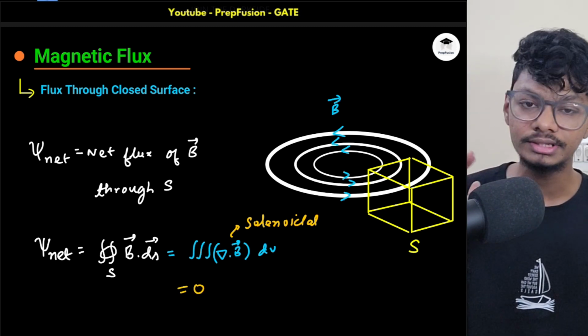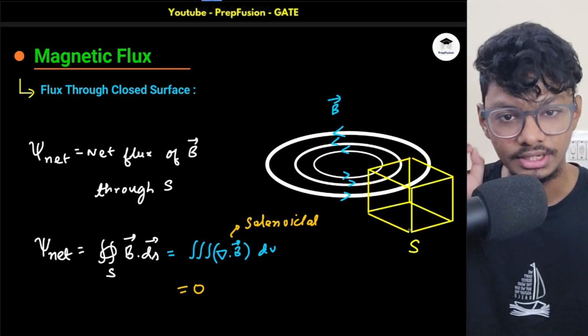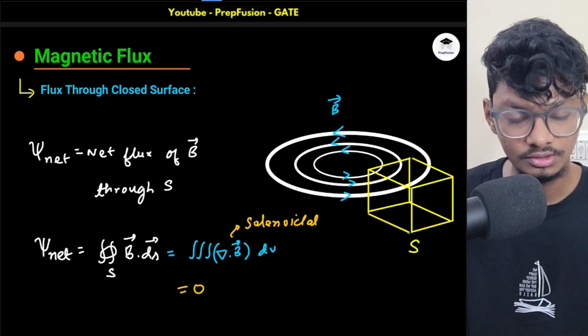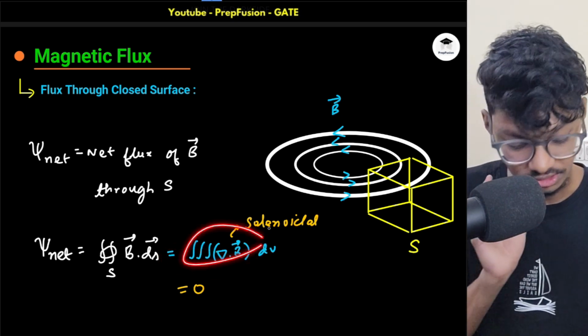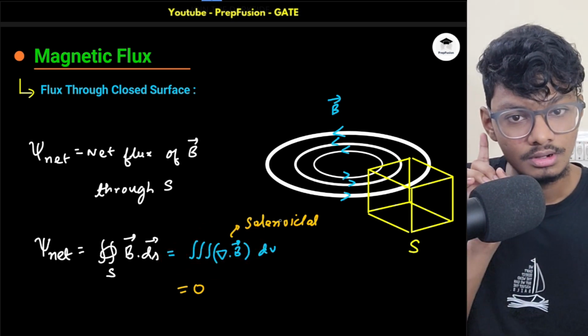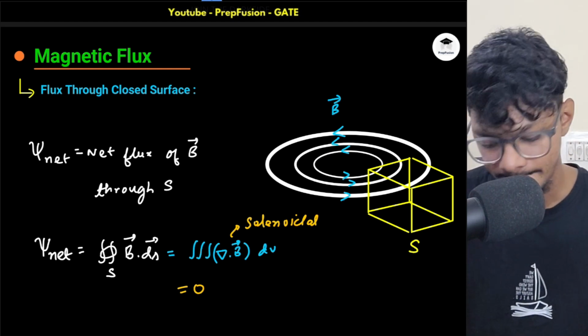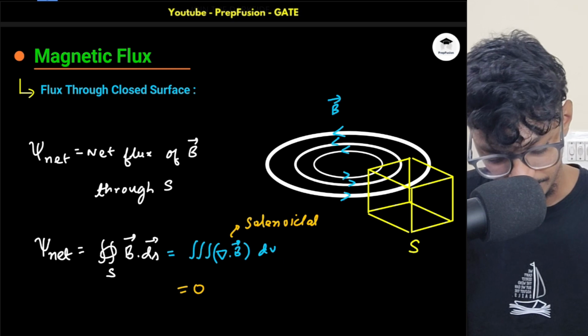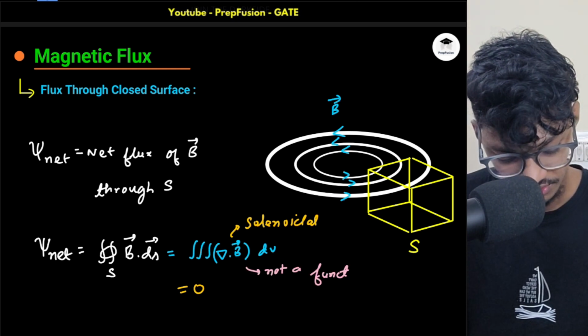If ever in the examination they ask what is the net flux and the surface is a closed surface, then without doing anything, you can directly say it will be 0. But remember, this is only valid for non-time varying fields. If the field is time varying, then things will change. Please remember, it should not be a function of time.